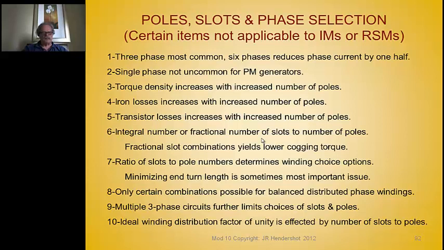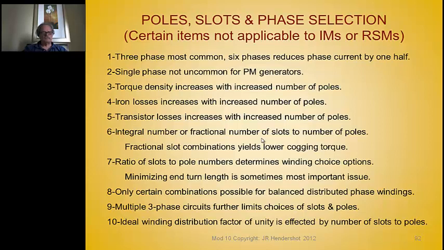The relationship of the number of slots to the number of poles is another story entirely. There are two types of combinations. There are the integral slot windings, where the number of poles divides evenly into the number of stator slots with no remainder. Fractional slot winding is where the number of rotor poles does not divide equally into the number of stator slots, so there's a remainder. These are called fractional slot combinations, and one of the advantages of those is that they yield lower cogging torques if it's a permanent magnet motor.